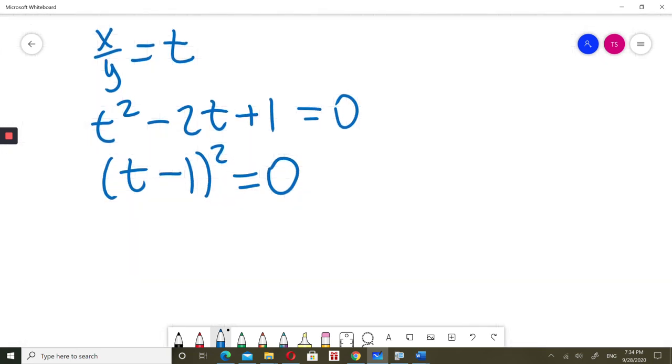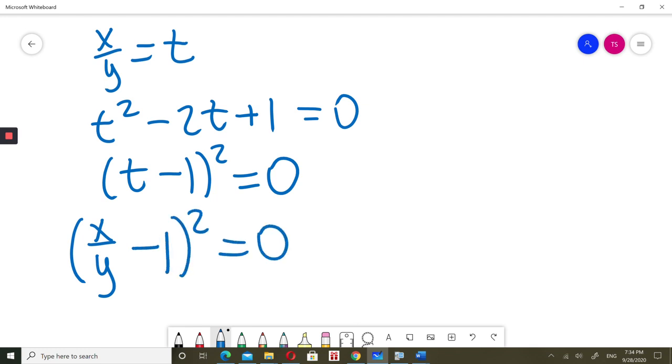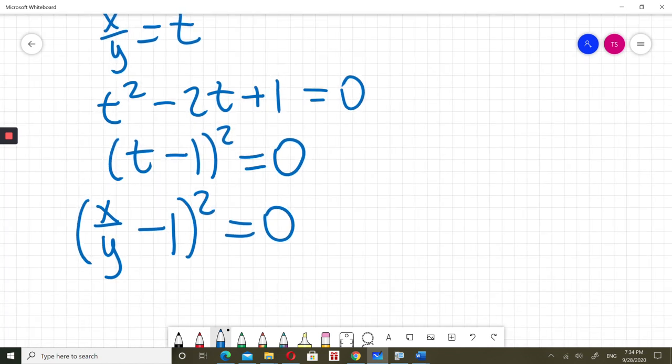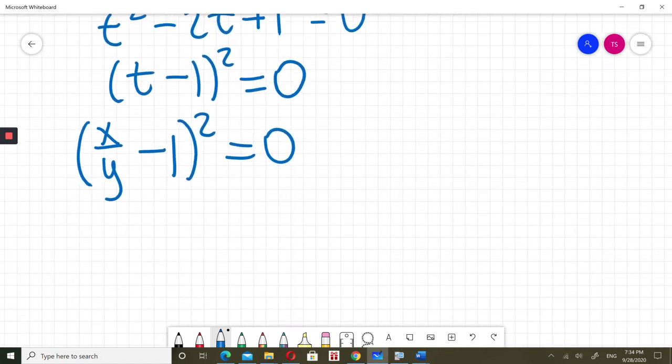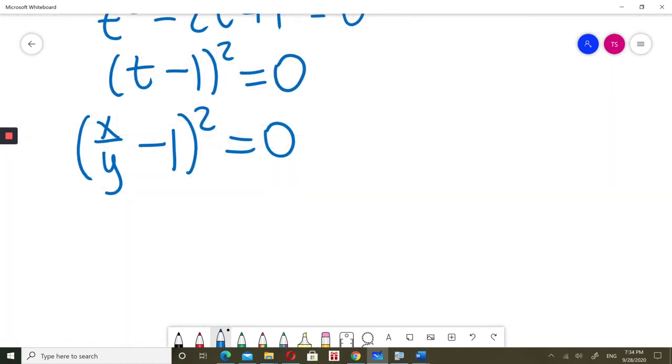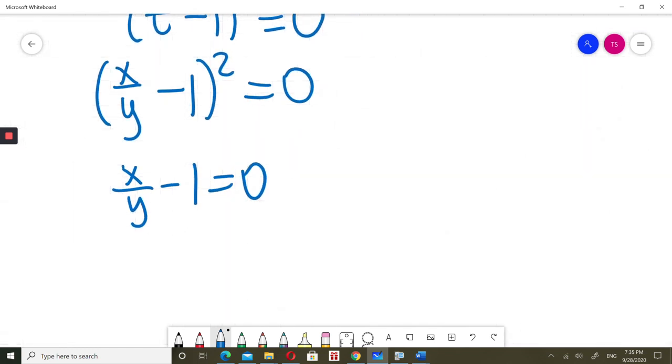Okay, what was t? t was x divided by y. So I will come back to my question. I did this step very slowly to show everyone. So t was x over y, so (x over y minus 1) squared is equal to 0. (x over y minus 1) squared is 0 when x divided by y minus 1 is equal to 0. That square is not needed. If it's 0, this has to be 0.